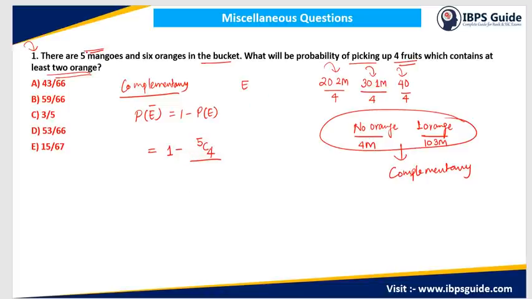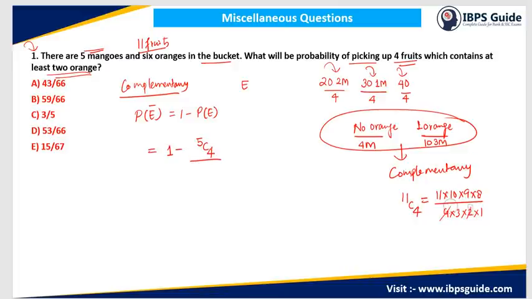Since there are total 5 mangoes and 6 oranges, so total is 11 fruits present in the bucket. Okay. Now out of this 11 fruit, I am picking up 4 fruits. So the total number of ways will be 11C4. Now if I simplify this 11C4, I will have 11 multiplied by 10 multiplied by 9 multiplied by 8 divided by 4 factorial. So 4 into 3 multiplied by 2 into 1.